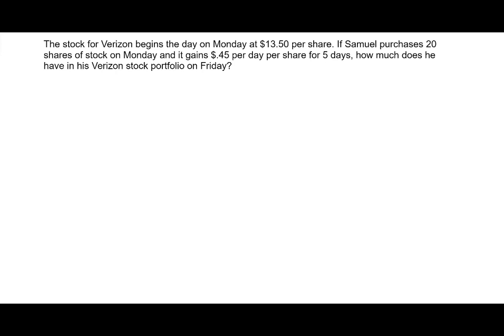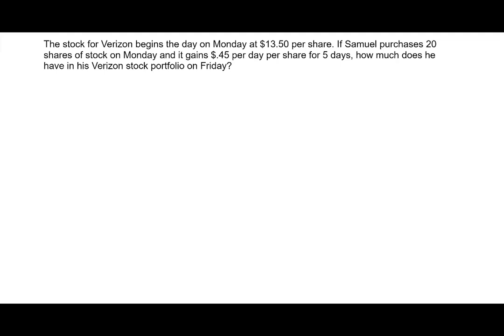Okay, this is number 17 on the practice final. The stock price for Verizon begins the day on Monday at $13.50 per share. Now, a share is a little tiny piece of ownership of the company, so we don't need to get into the details of what that really means. Let's just focus on the numbers.